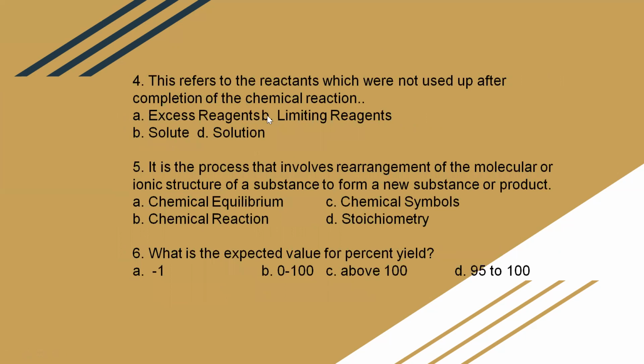Number four, this refers to the reactants which were not used up after completion of the chemical reaction. A, excess reagents. B, limiting reagents. C, solute. D, solution. Number five, it is the process that involves rearrangement of the molecular or ionic structure of a substance to form a new substance or product. A, chemical equilibrium. B, chemical reaction. C, chemical symbols. D, stoichiometry. Number six, what is the expected value for percent yield? A, negative 1. B, 0 to 100. C, above 100. D, 95 to 100.